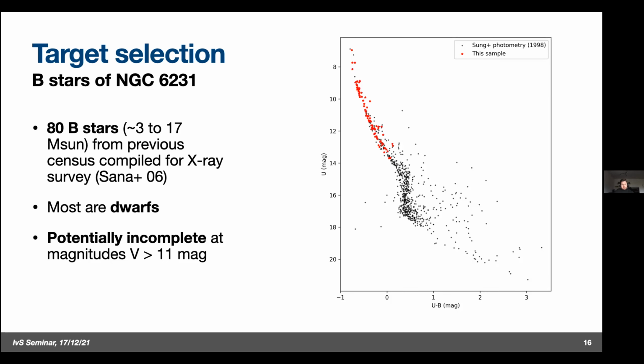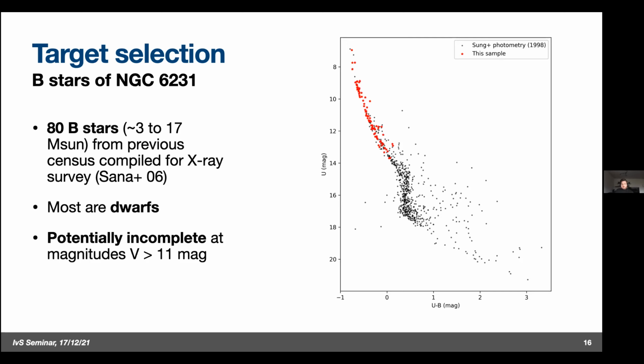So the sample of B stars we look at, they're 80 B stars, and they go all the way from 3 to 17 solar mass. So we have the entire mass range. And these are compiled from a previous literature study for all the B stars that have been classified so far. As a result, this does mean that the sample is potentially incomplete, as it is based on what has been found to be a B star before.